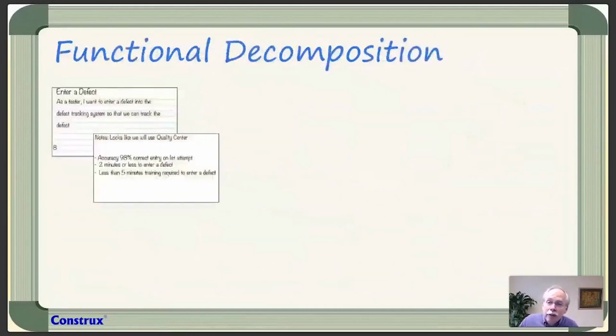And as Melvin's going to show you in a session coming up after this one, if you want to do the impact mapping and story mapping, a great way to do that is something like a story map, where you say, okay, here's my function, enter a defect.